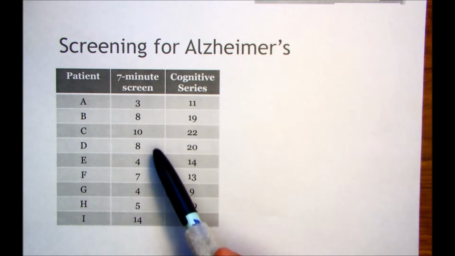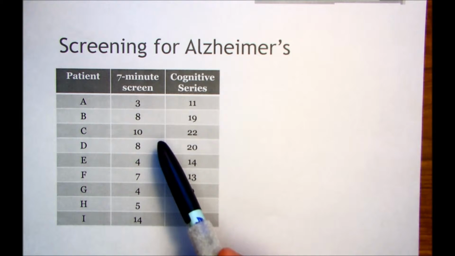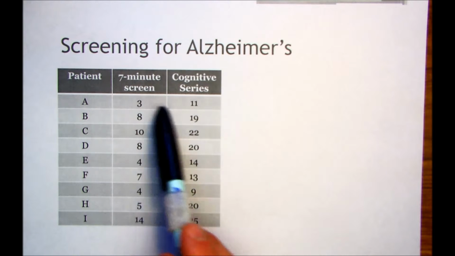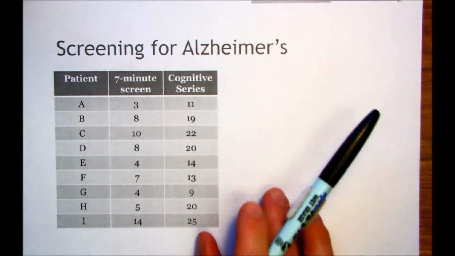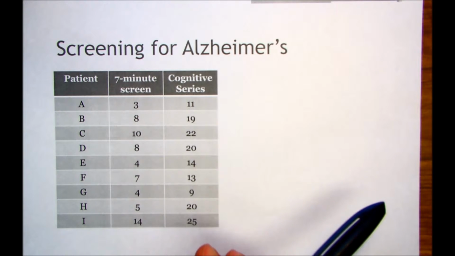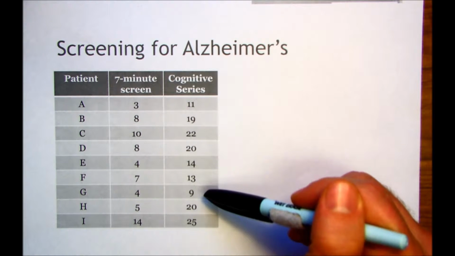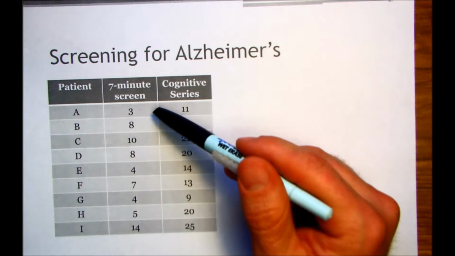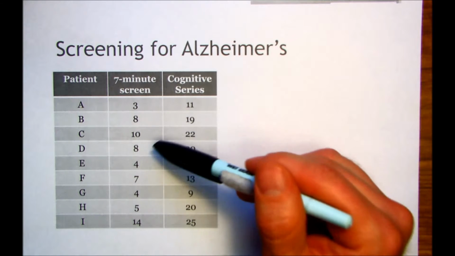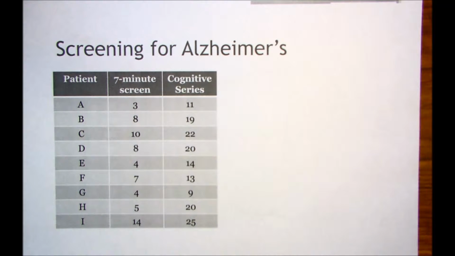So really what you want to do then is have patients who take both the 7-minute screen and the cognitive series, and you want to see what's the correlation between the two. And if it's a high correlation between the two, and if this cognitive series is already validated as being a good screen for Alzheimer's, then we can say, oh, we can use the 7-minute screen, we can save time, and use it as a means of trying to determine whether or not somebody has Alzheimer's.